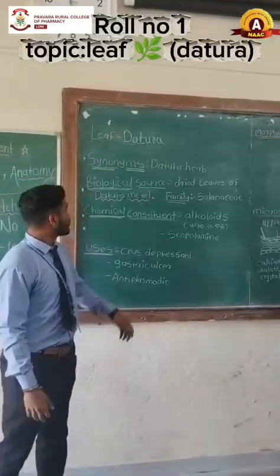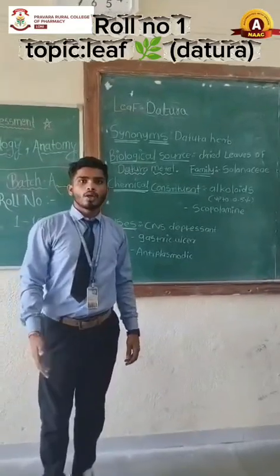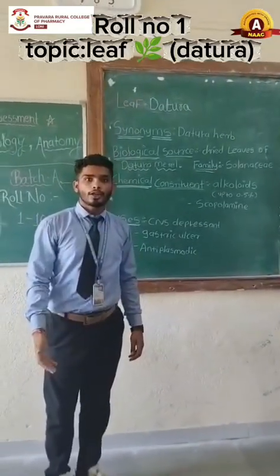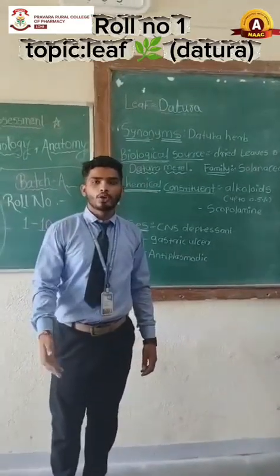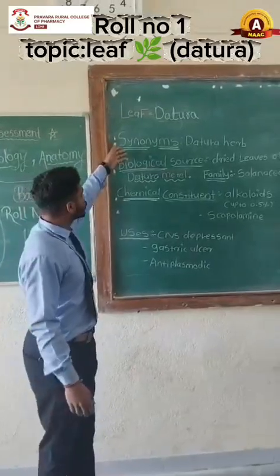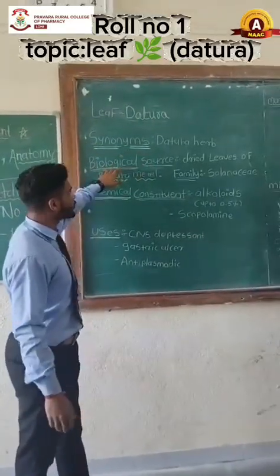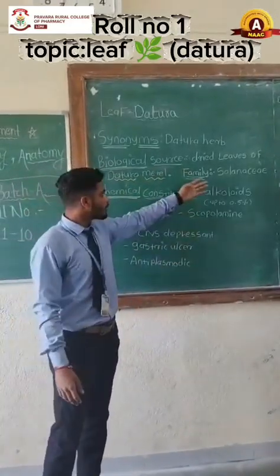We start with today's topic, Datura, which is obtained from the plant Datura, which produces a chemical and has a toxic smell, with medicinal properties for anti-allergy. Then we start with our topic synonyms. Datura's biological source is the dried leaves of Datura metel, and it belongs to the family Solanaceae.